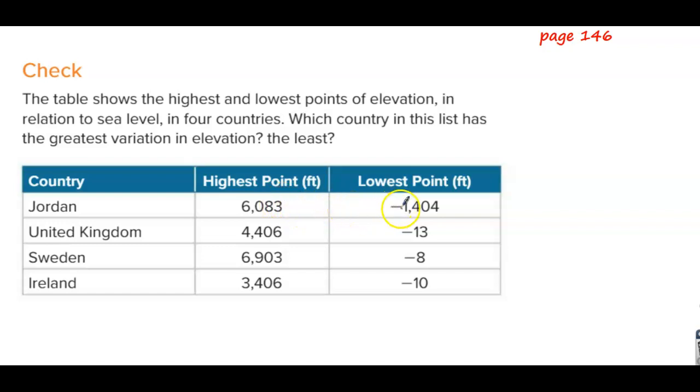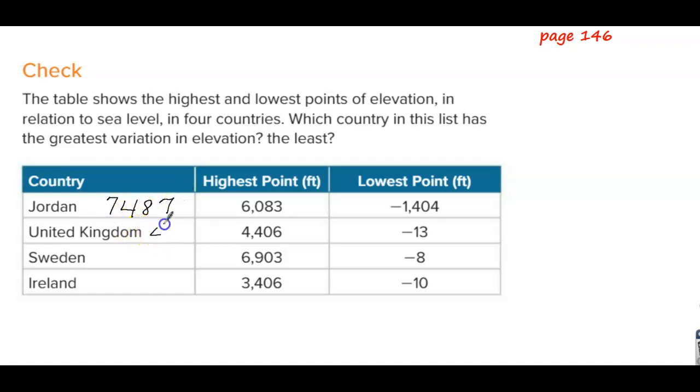So in every case, we're adding these two numbers together, not caring that these are negative, okay? We just want the distances to be added together. Well, Jordan looks like it's going to win the greatest. 6,083 plus 1,404 is a whopping 7,487. The UK, I can do that one in my head.